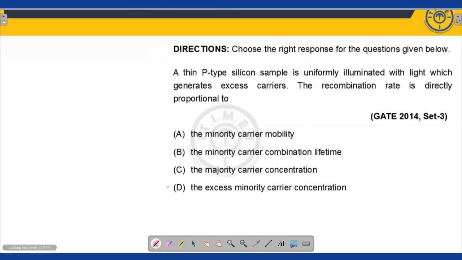Now question number 19. A thin p-type silicon sample is uniformly illuminated with light. Okay, this is about the question, my dear friends. Sometimes the question parameters will be changed over here. Very, very important is how the things are changing here. A thin p-type silicon sample is uniformly illuminated with light, which generates excess carriers. The recombination rate is directly proportional to.